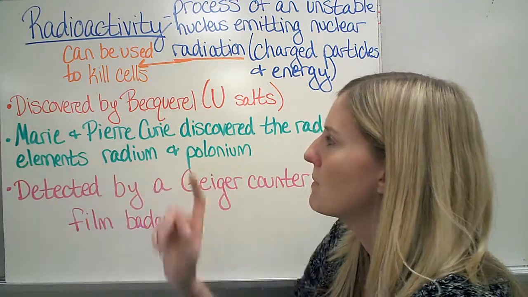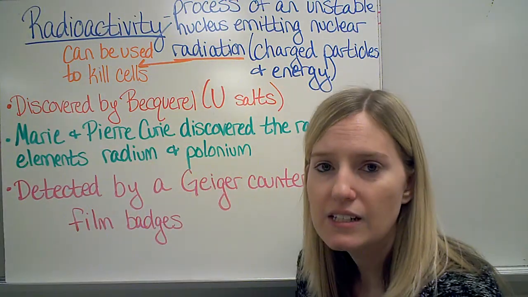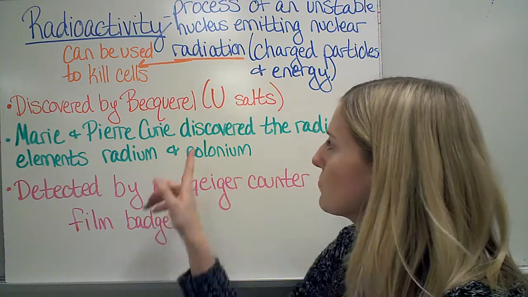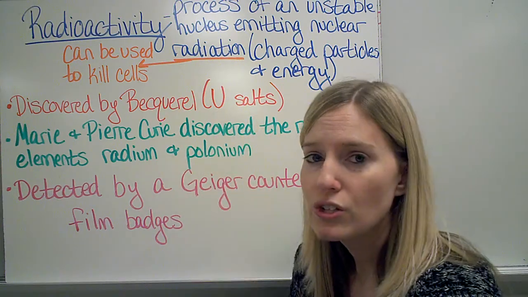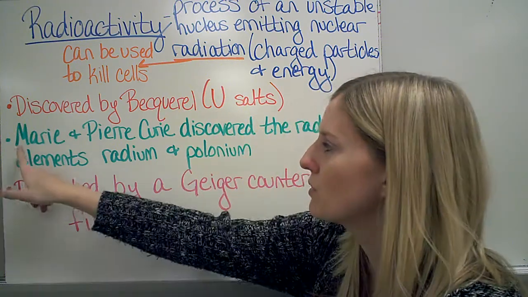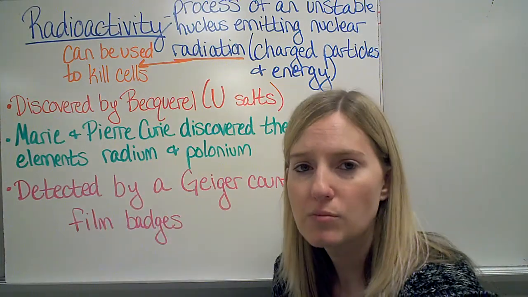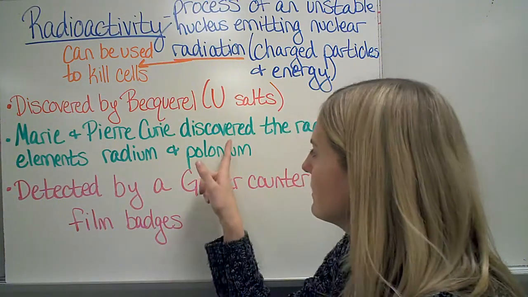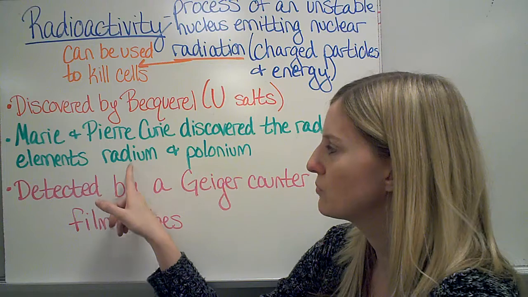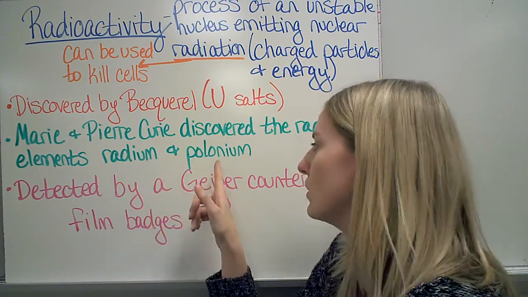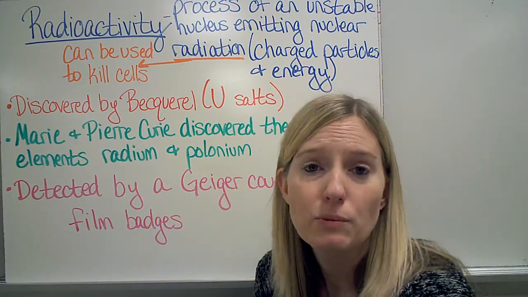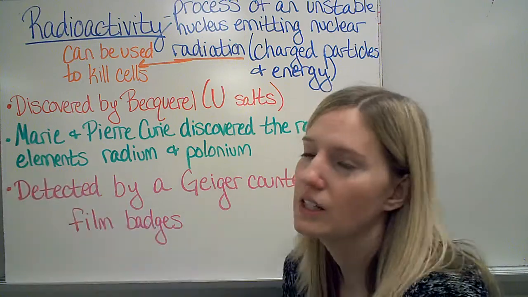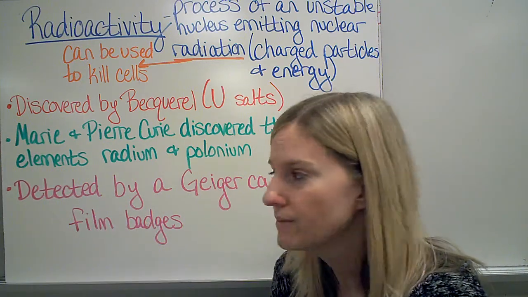Radioactivity was discovered by Becquerel, and he discovered them when he was doing experiments with uranium salts. Two other important scientists for us were Marie and Pierre Curie. They were a husband and wife team, and they discovered the radioactive elements radium and polonium. Polonium was named after Poland because Marie Curie was from Poland.